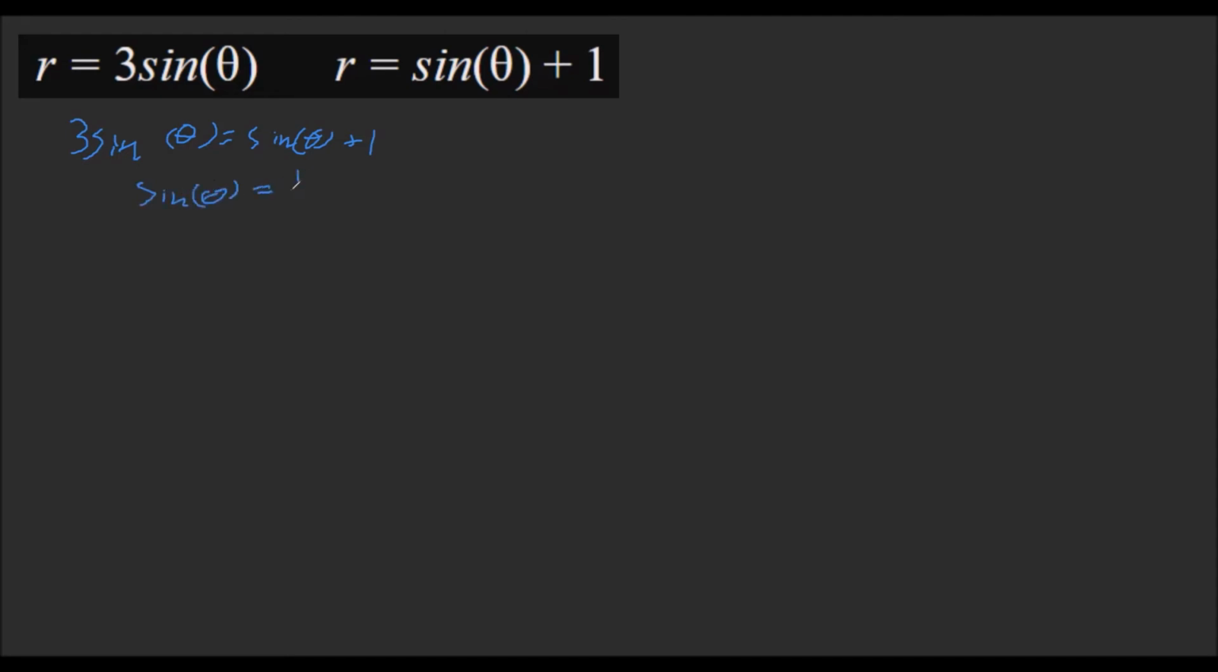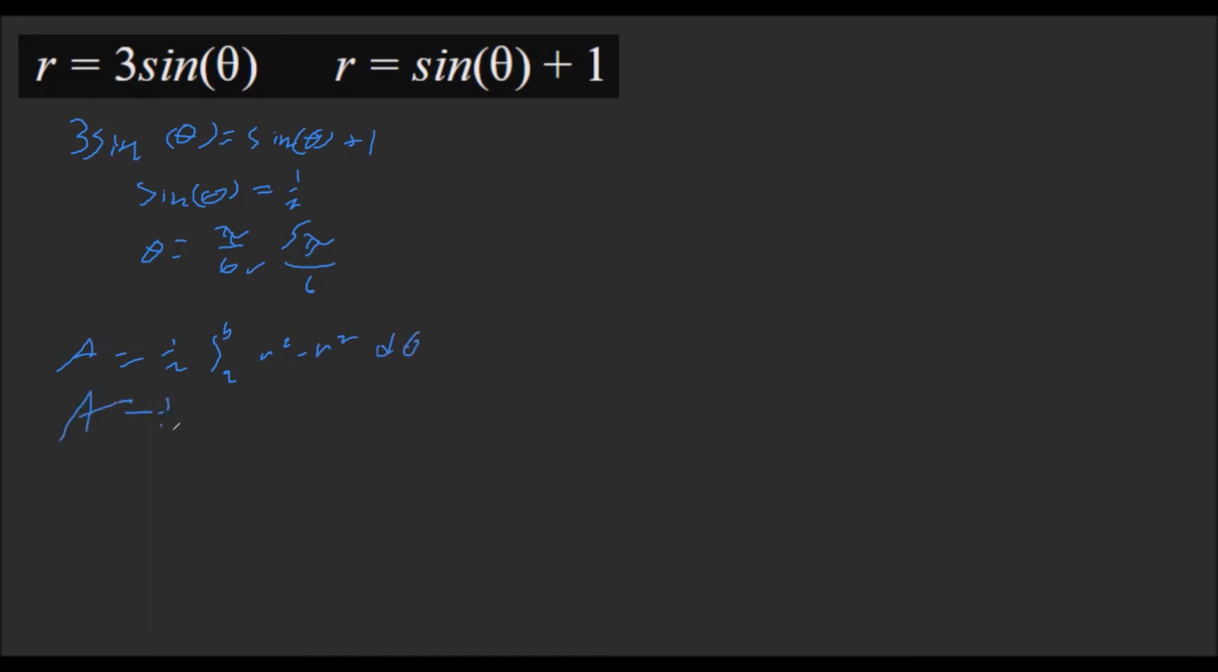equals 1/2. And if you've memorized your unit circle, then you'll know that theta equals pi over 6 and 5 pi over 6. So those are going to be the parameters for our integral. The formula for the area is A equals 1/2 the integral from a to b of r squared minus the other r squared d theta. And from here we can just fill in the blanks.